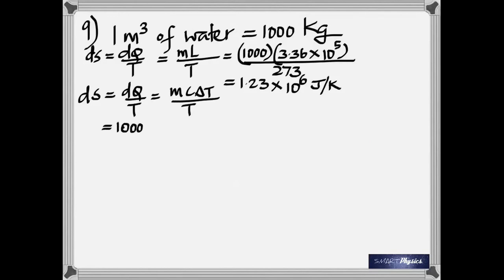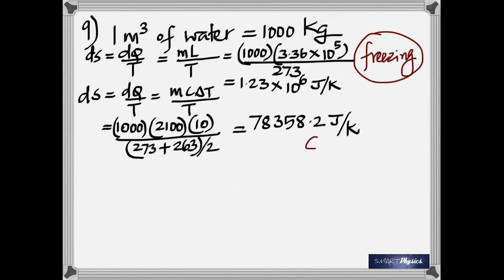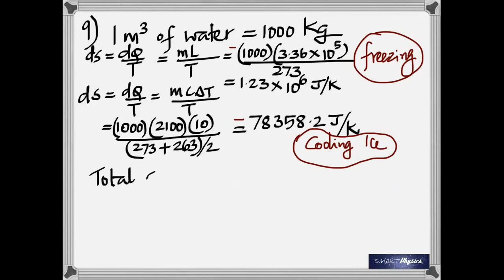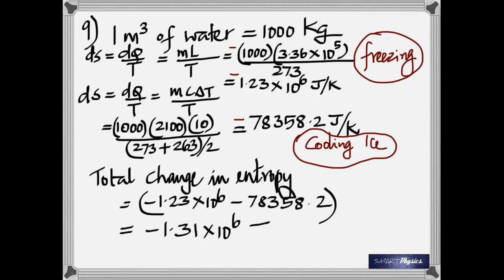And then the second one, that is the specific heat of ice, 2100, because you're heating ice from 263 to 273. Okay, rather you're going back, so freezing and then cooling ice from 273 to 263, I mean. In both cases it's negative because heat is going out of the system, therefore the entropy decreases, and then you find the total change in entropy.